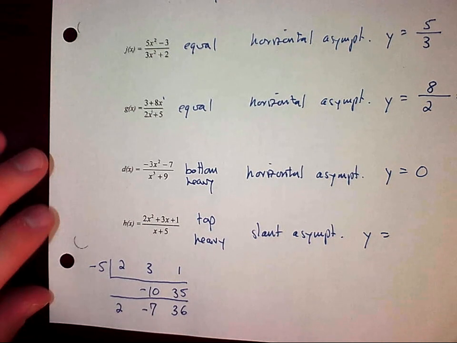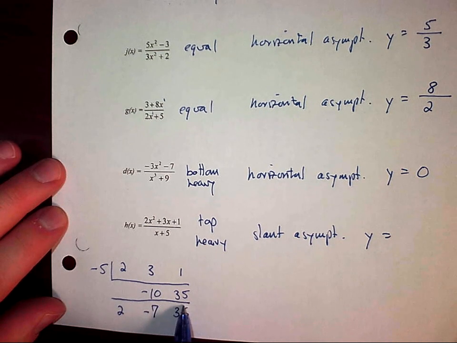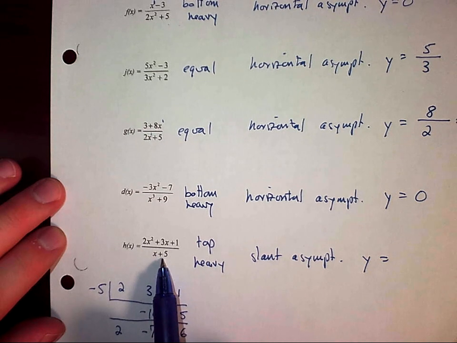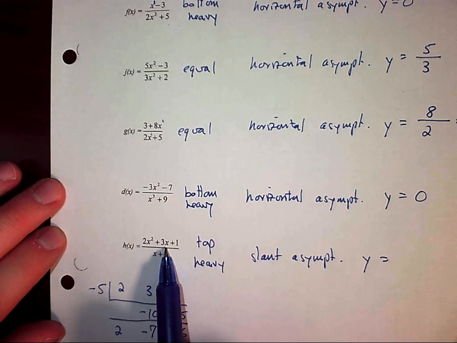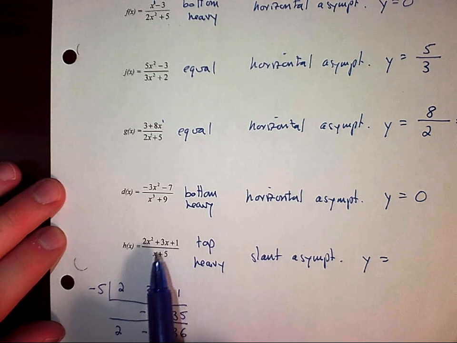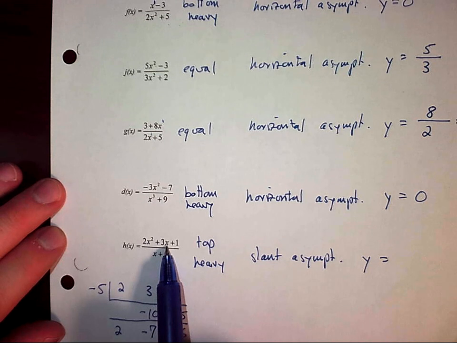Which means a couple of things. It's important to realize that here we have a remainder. This is our remainder term, which means that x plus 5 is not a factor of our numerator. Now, why is that important? That x plus 5 is not a factor of our numerator.